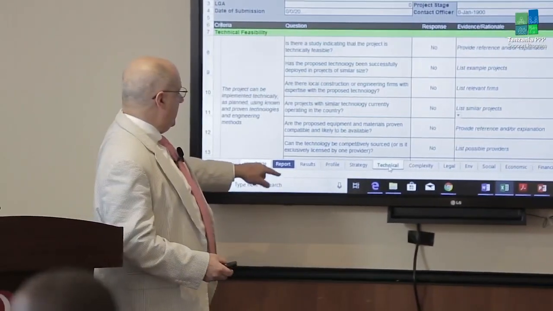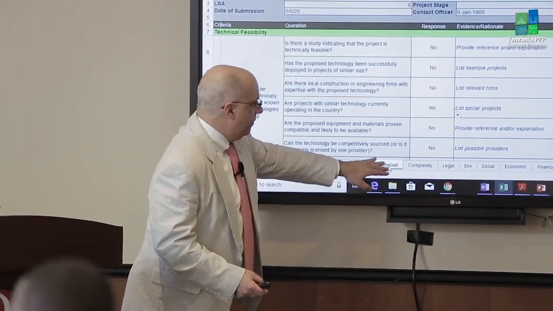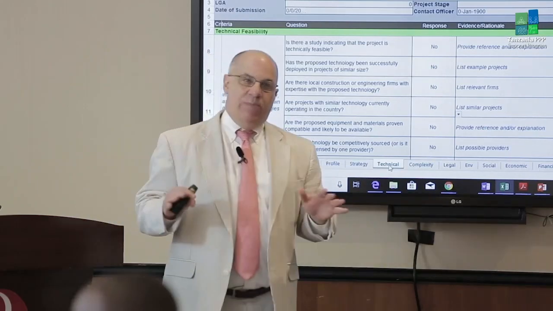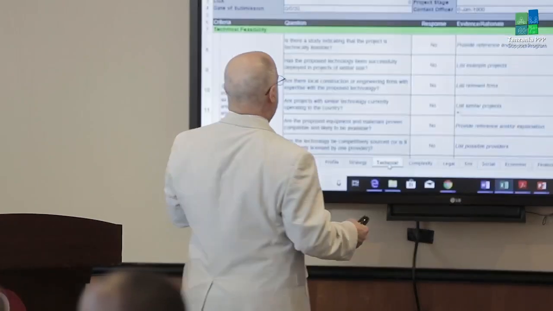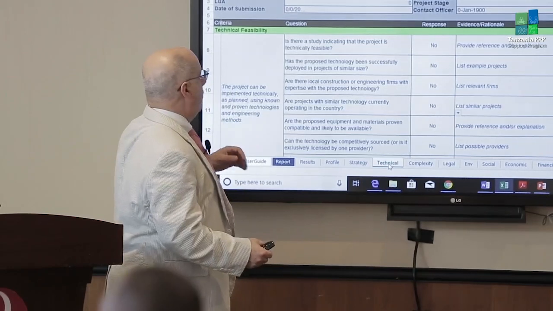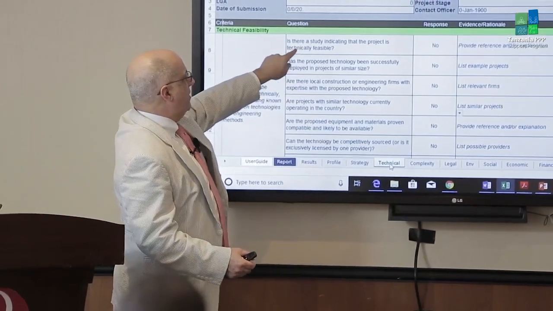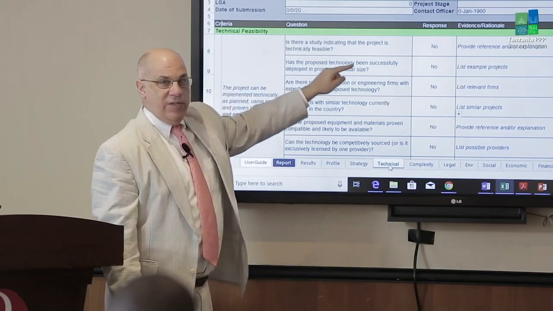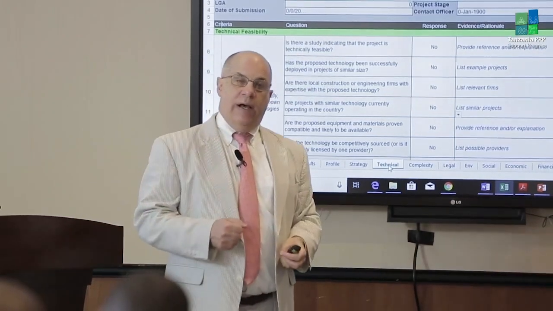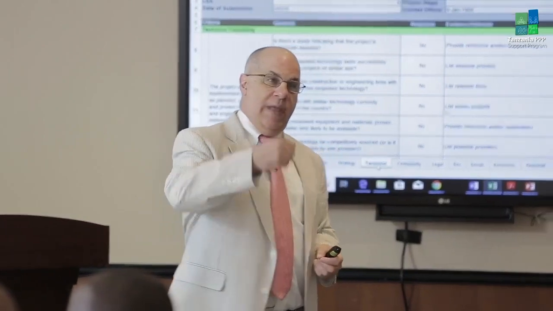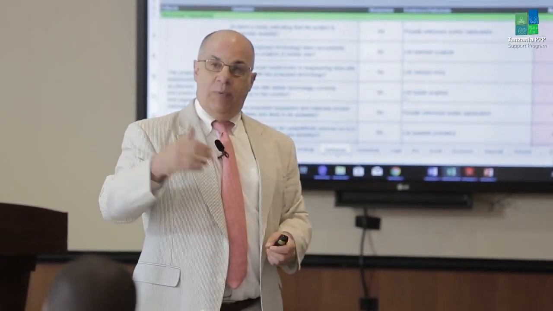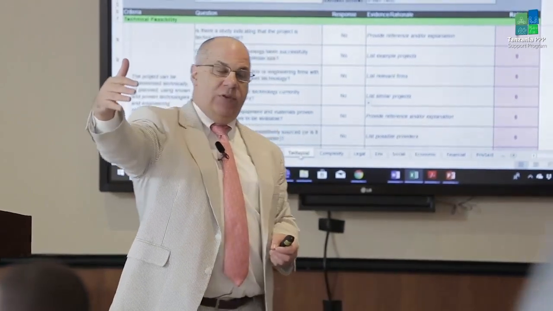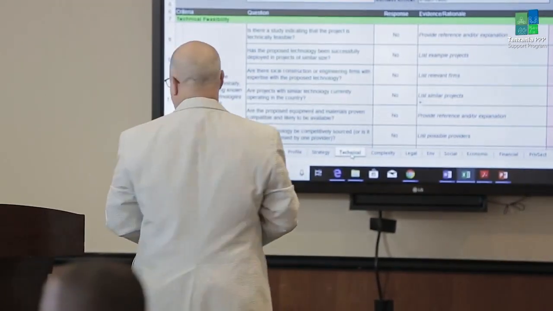So for instance, this is the technical tab, technical feasibility. You can see this is not a very deep analysis at all. It's just pre-feasibility. So one of the very first questions that's asked is, is there a study indicating that the project is technically feasible? A lot of times in your national planning documents or capital budgeting documents, to actually get placed into the capital budget, there's already been some preliminary work done.